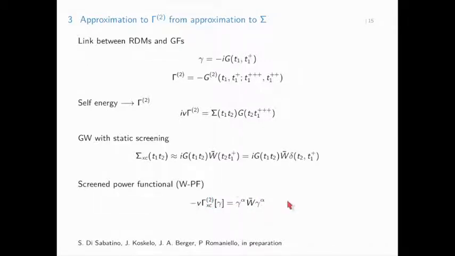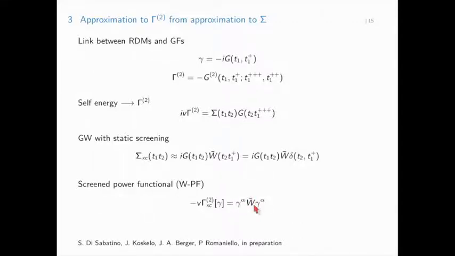So we introduce also another modification of this functional. In the same spirit of the power functional, what we do is to insert this parameter alpha here, and we call this approximation screened power functional. So part of the correlation will be taken into account by the presence of the parameter alpha, and part of the correlation by the presence of the screening here in the interaction.